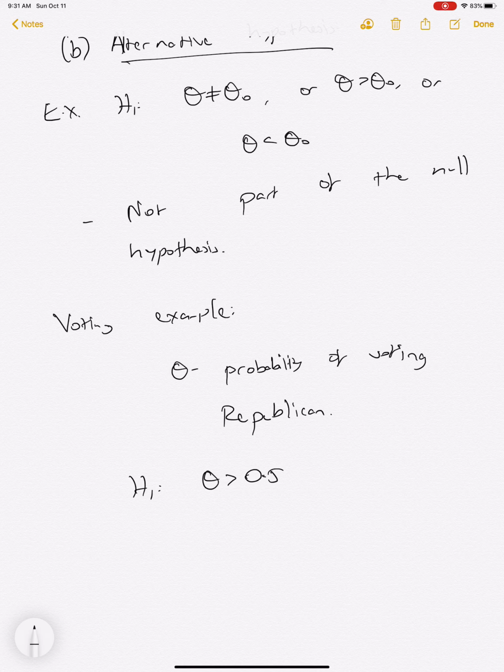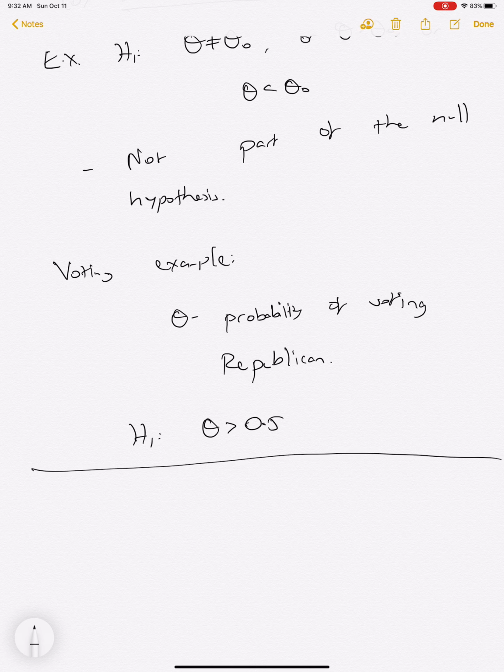You could also ask the alternative question of whether the Democrats would win, and then a more appropriate alternative hypothesis might be that theta is less than 0.5, because you're trying to answer yes if theta is less than 0.5.